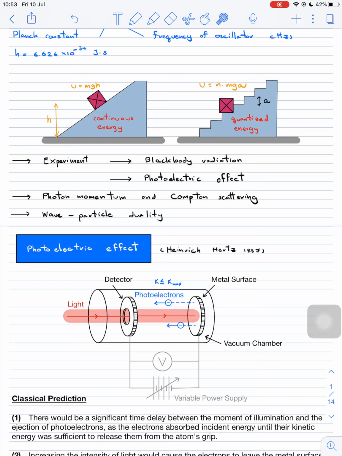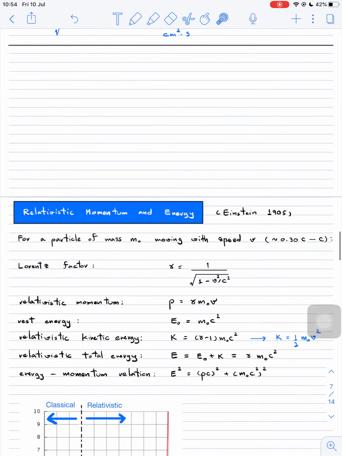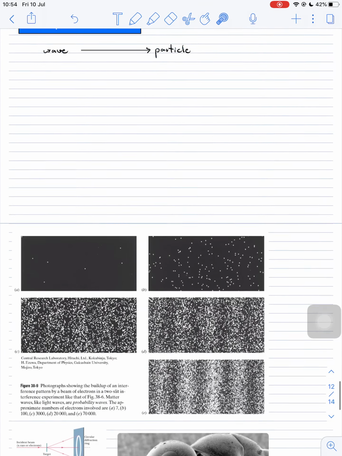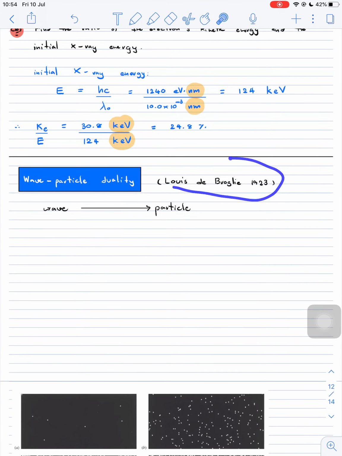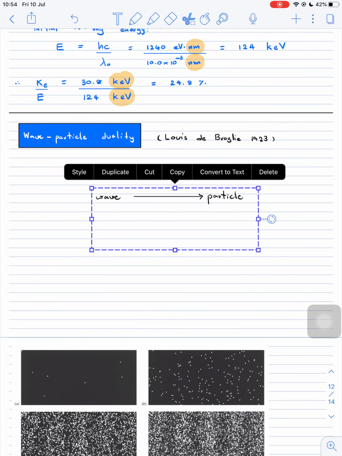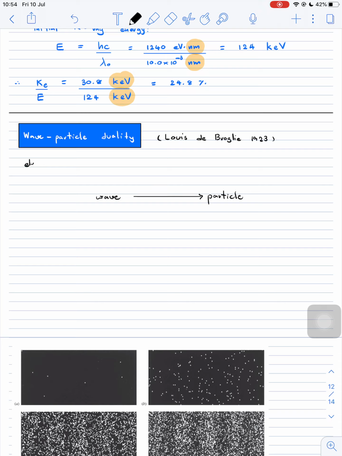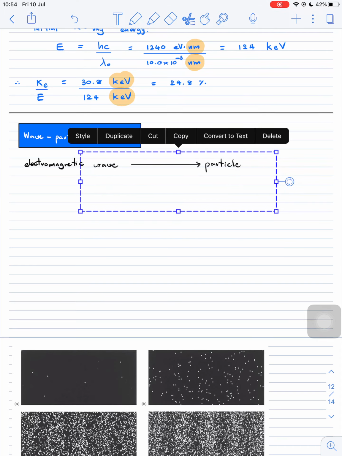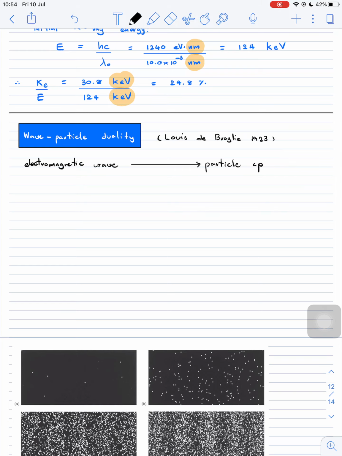The last topic in the chapter is the wave-particle duality. The idea of the wave-particle duality just came from Louis de Broglie in 1923. He thought that if the wave, such as the electromagnetic wave, can behave as a particle, which is just called the photon, right?